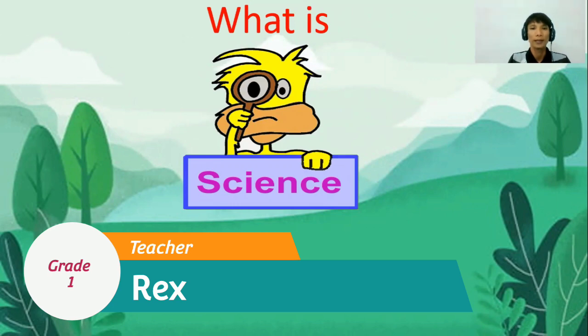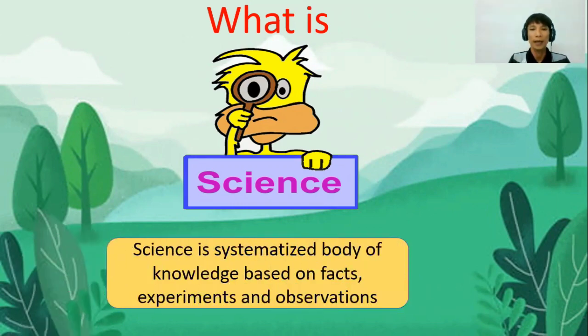So, what is science? Science is a systematized body of knowledge based on facts, experiments, and observations. That is the definition of science. I repeat, what is science? Repeat after me. Science is a systematized body of knowledge based on facts, experiments, and observations.